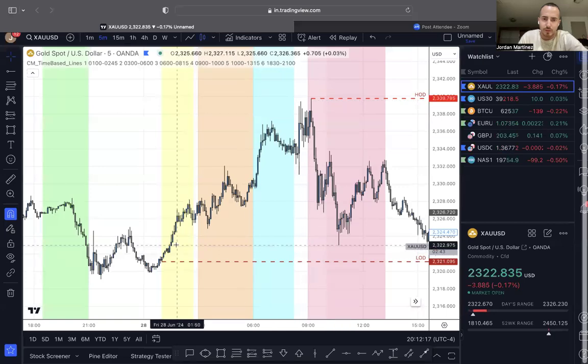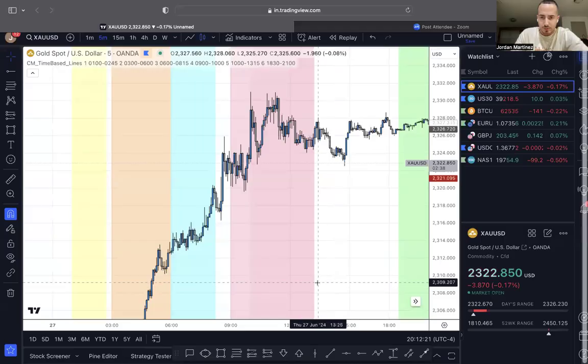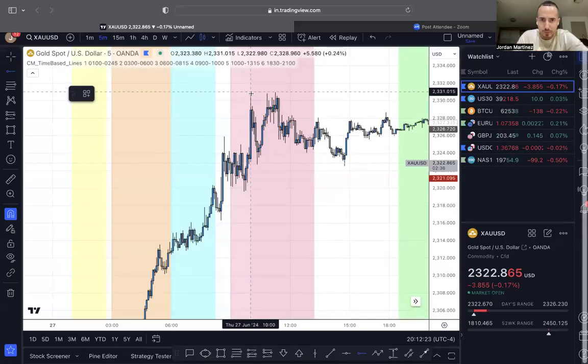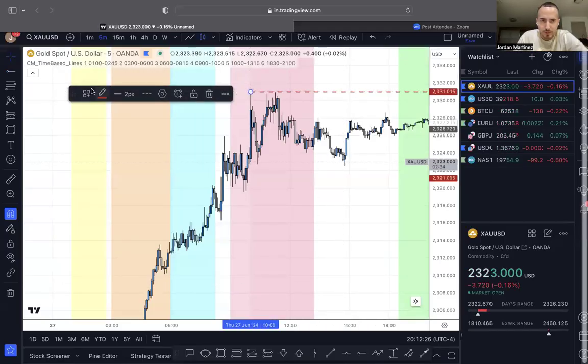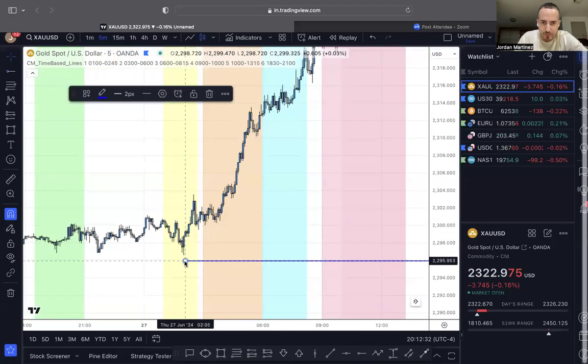So we've got the high of day and the low of day. Now we're going to mark the previous high and the previous low of day. Same rule: the highest point between Frankfurt and New York session. So right here we mark the previous high of day, and we mark this as the previous low.